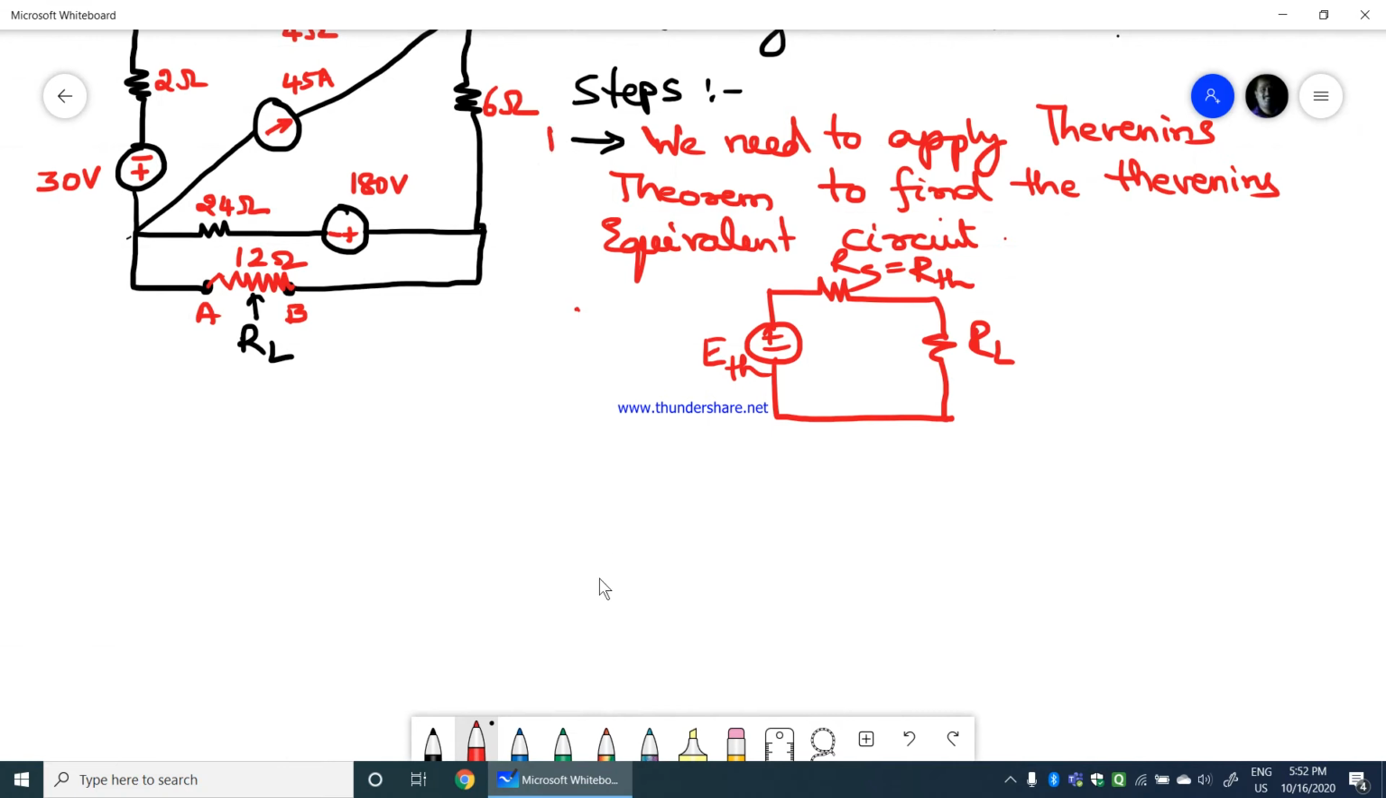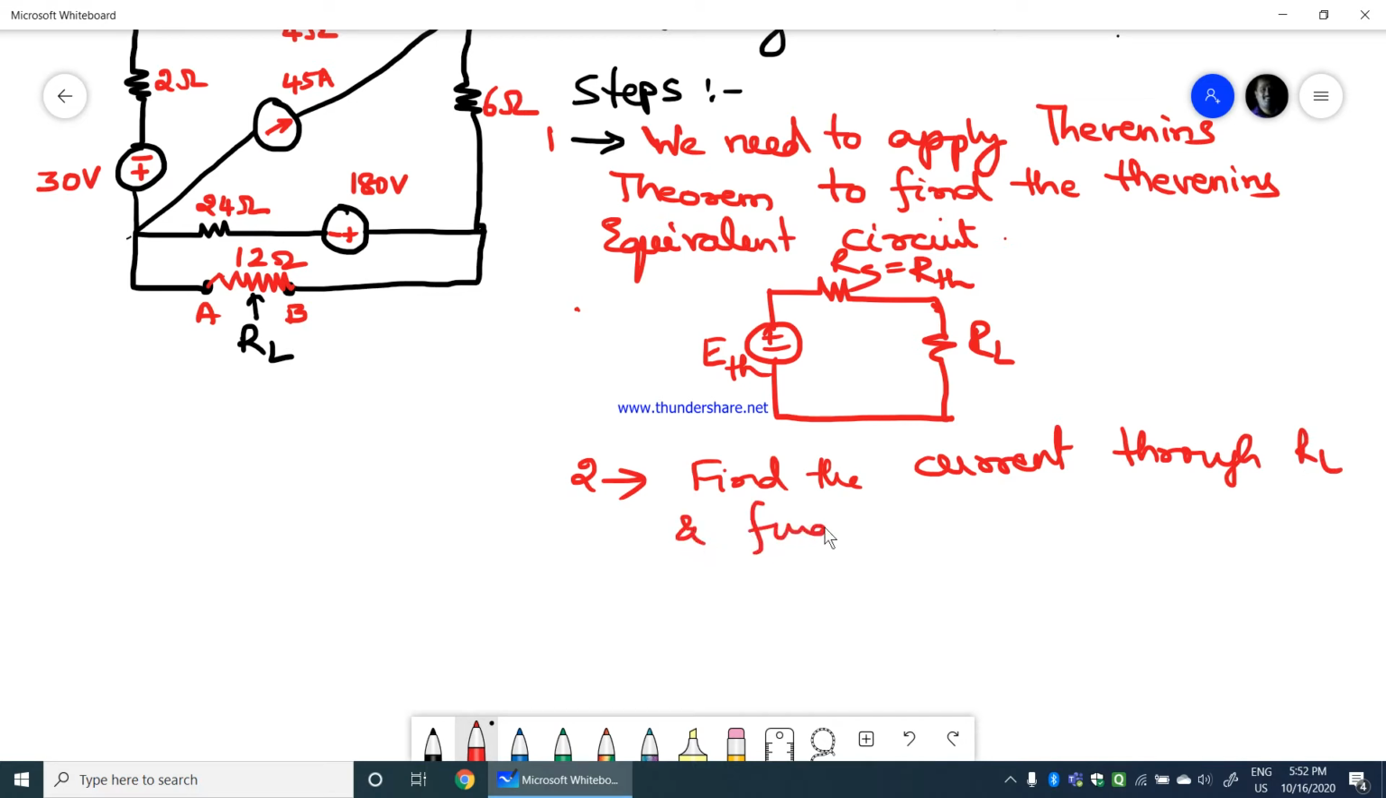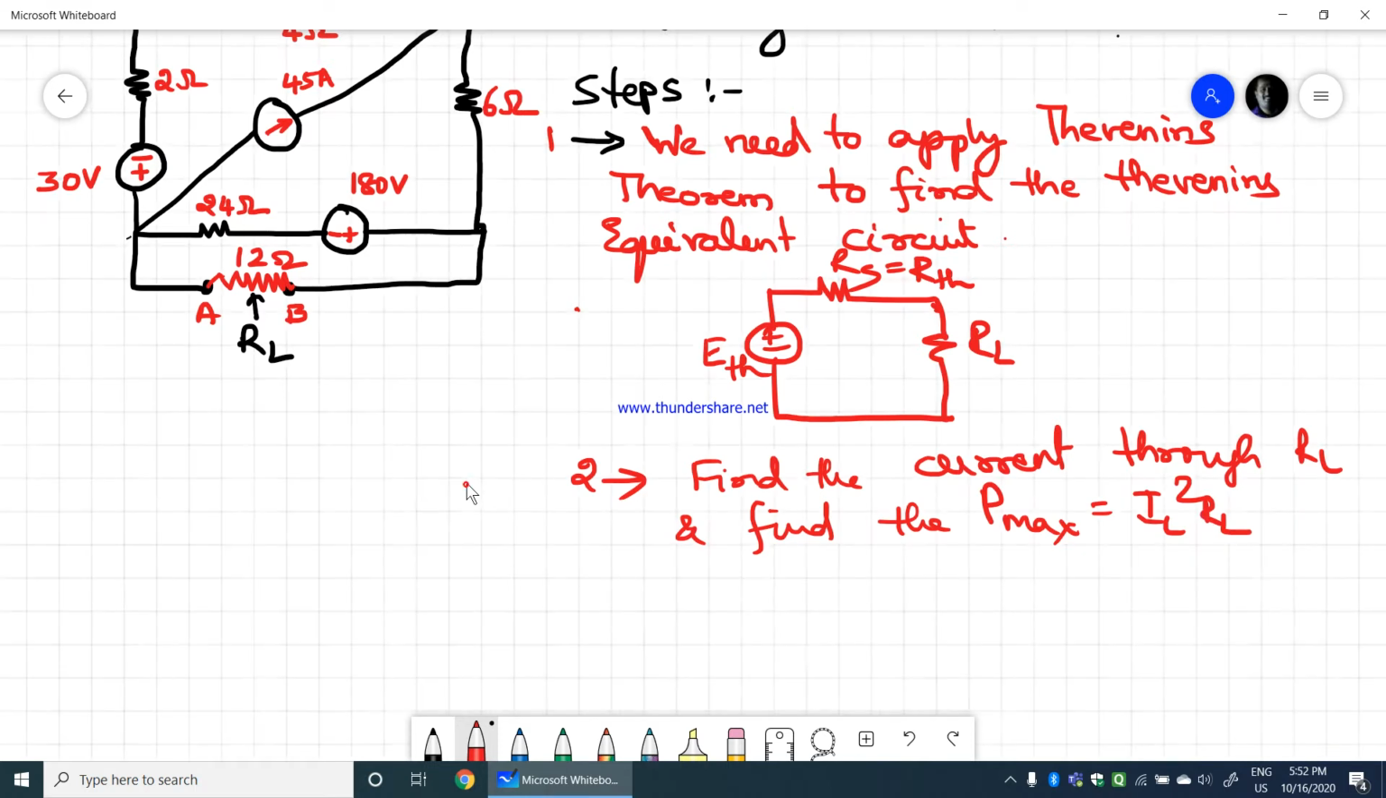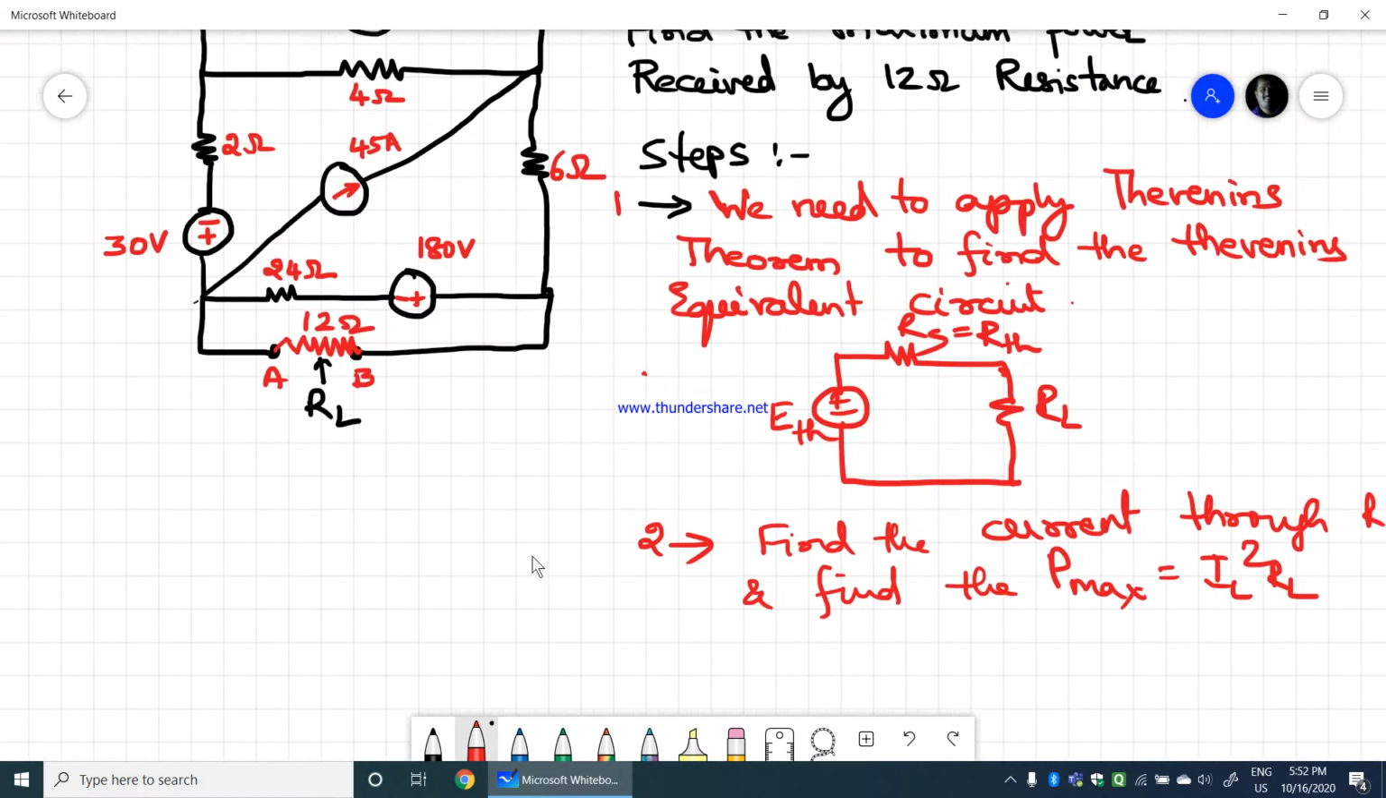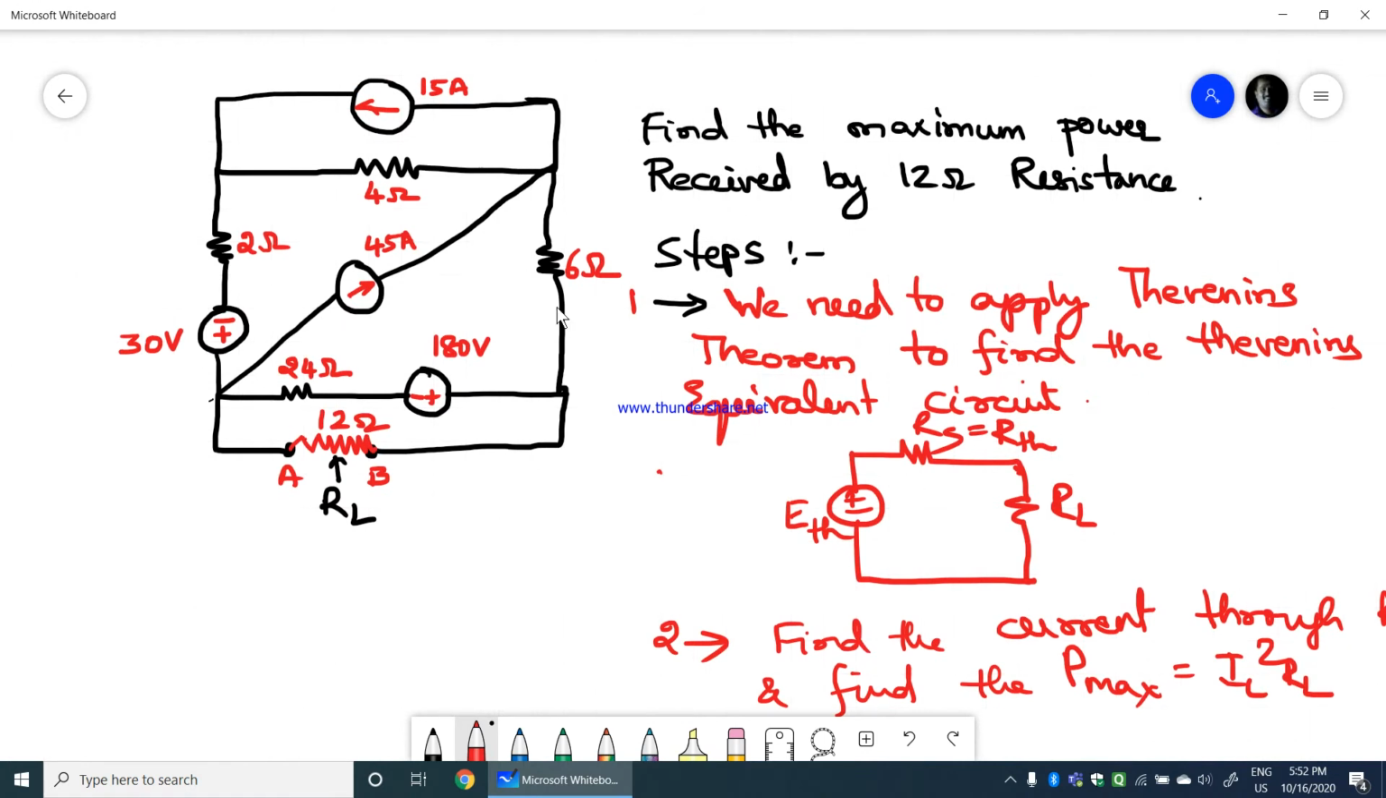Now coming to step 2, after getting the Thevenin's equivalent circuit, you find the current through RL, and find the P max, the maximum power, by using the formula IL squared into RL, or E naught squared by 4 times RL. We can use either term. These are the two steps we use to find the maximum power received by the 12 ohm resistance in this problem.